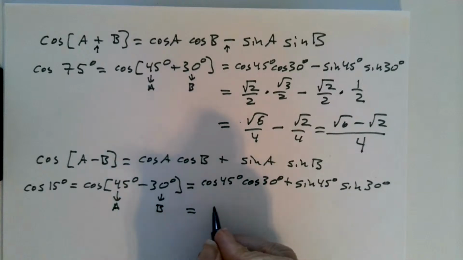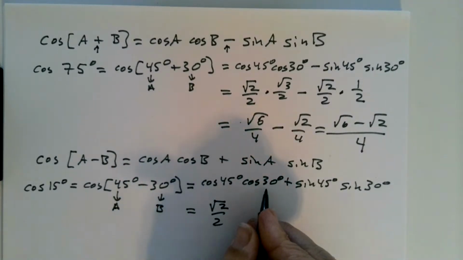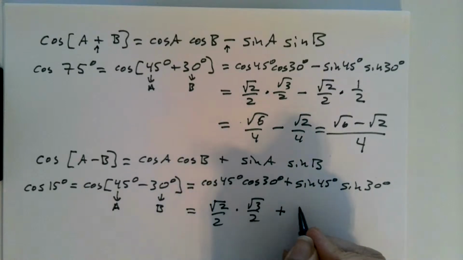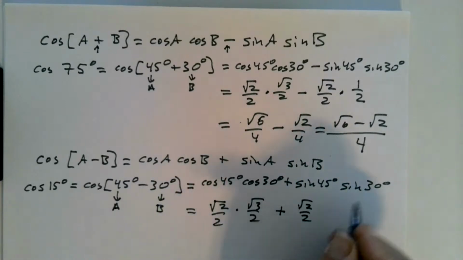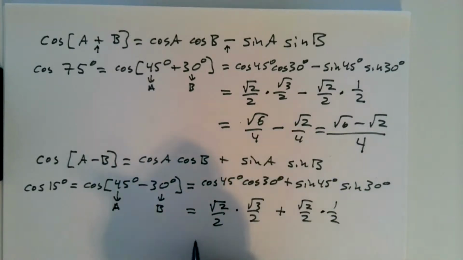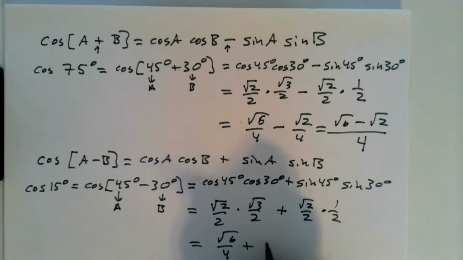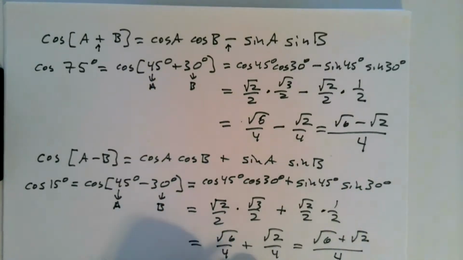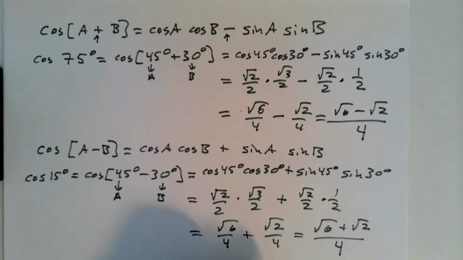Cos of 45 is root 2 over 2. Cos of 30 is sine of 60, which is root 3 over 2. Sounds familiar, doesn't it? Sine of 45, root 2 over 2, sine of 30, 1/2. So we get root 6 over 4 plus root 2 over 4, which is root 6 plus root 2 over 4, for the cosine of 15 degrees.